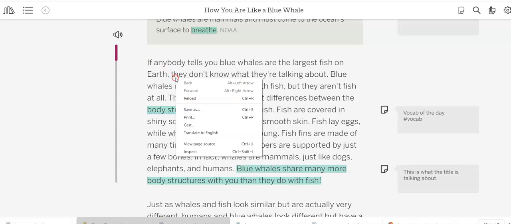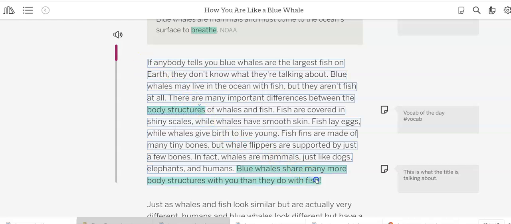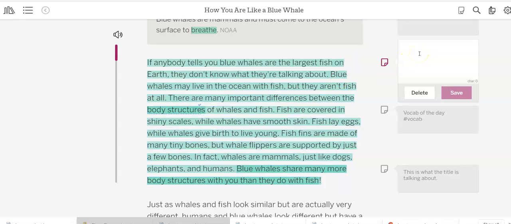So I'm going to go ahead and highlight this whole passage right here. And I'm going to make a note, okay? And I'm going to put hashtag summary. And I'm going to start. So, kind of read over this real quick. There are many important differences between the body structures. Blue whales share more body structures with you than do fish.